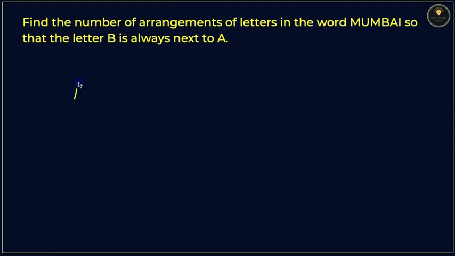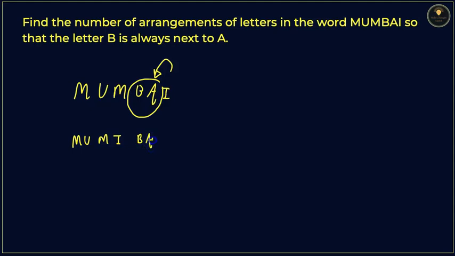In this problem, we are taking the word that is given as Mumbai. It is given that letter B is always next to A. We will make a group of B and A. So we will write M, U, M, I, and B and A will make a group. So if you can see, there are four distinct letters that we have, and then we are having BA.